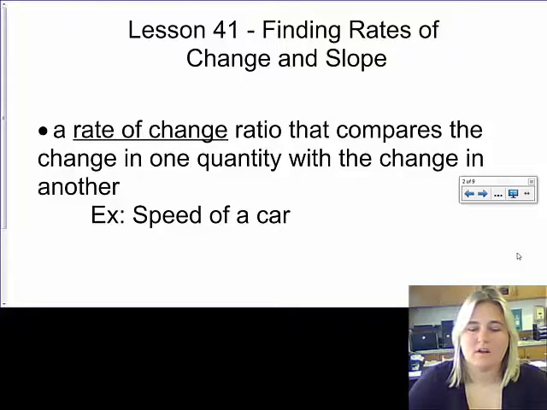Lesson 41, finding rates of change and slope. A rate of change is a ratio that compares the change in one quantity with the change in another.